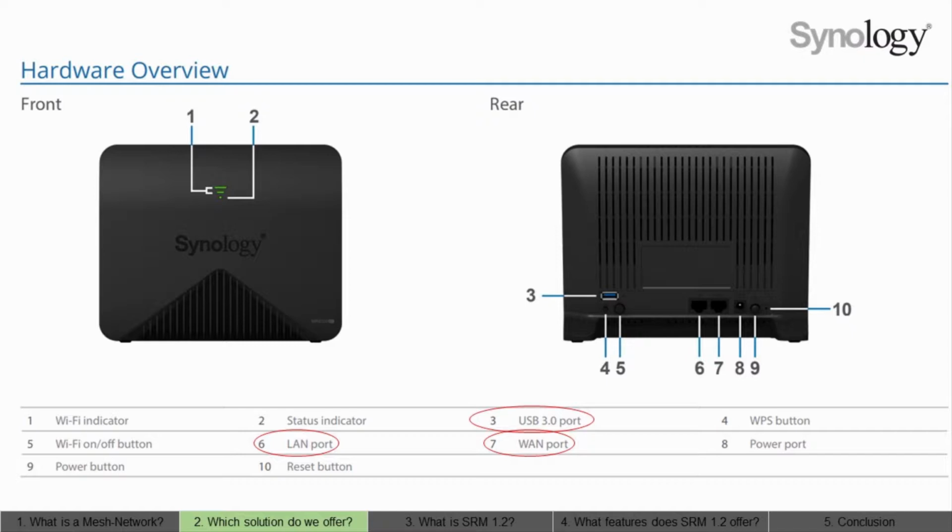In the back there are also two ports, and one is a WAN port and the other one is a LAN port. So this basically means that you can also use MR2200ac as your primary router too. In the back you can also see that we have a USB 3.0 port available to connect different types of storage to your MR2200ac.